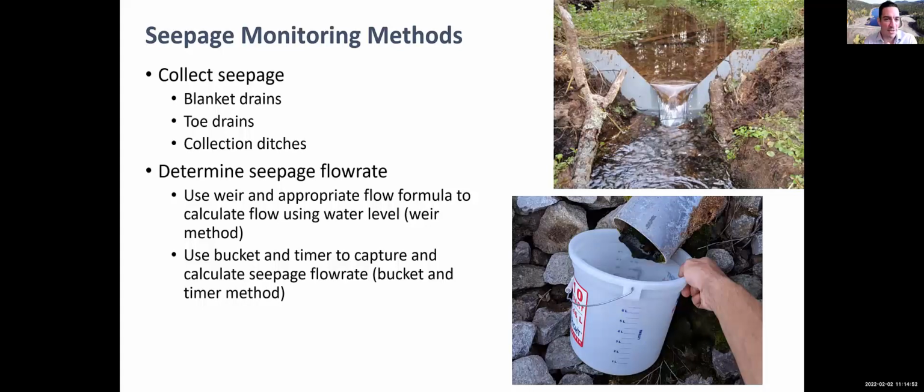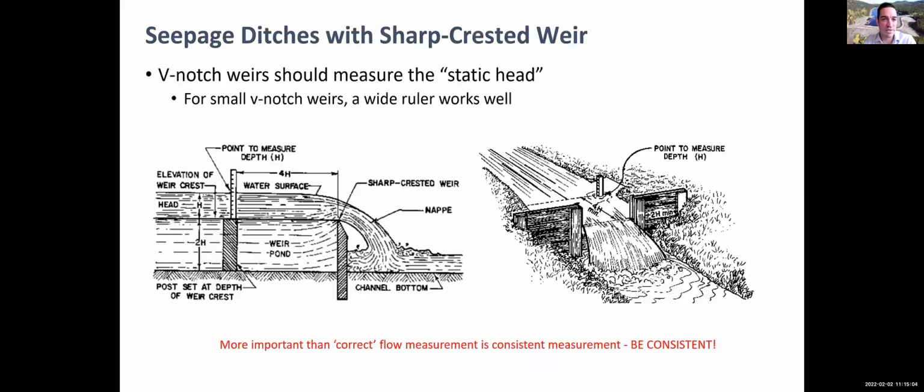So a weir and a formula, let's say, or a bucket and a timer to capture. Bucket and a timer is real simple because if your bucket changes, as long as it's measuring the volume, that's fine. So that's the one downside on V-notch weirs. You want to make sure you're doing it the same. So here are some best practices for V-notch weirs.